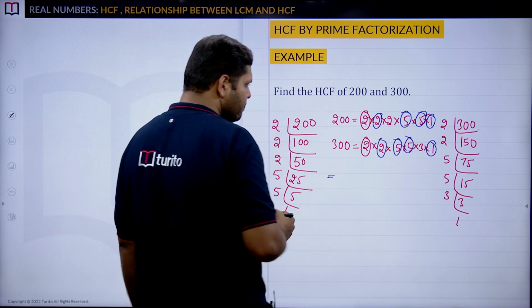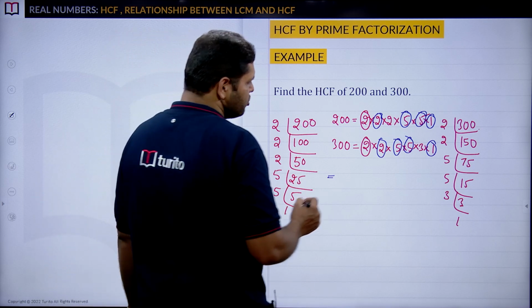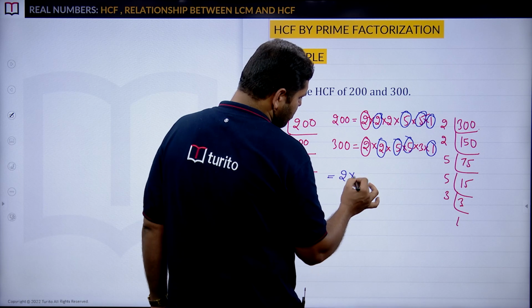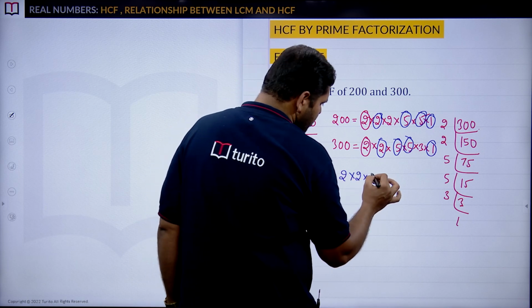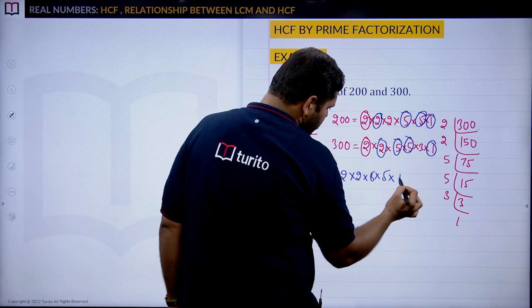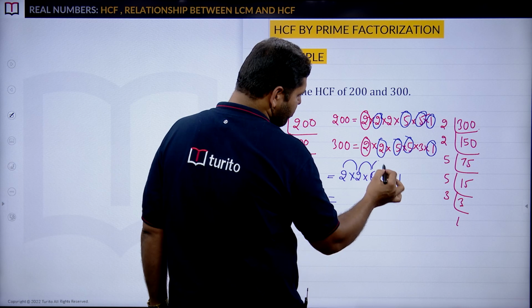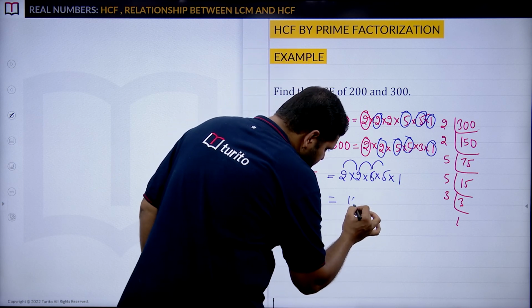Then what we have to do? Multiply all common factors, isn't it? So multiplication means 2 into 2. Next, children, you can write 5 into 5, again into 1. So 2 2s are 4, 4 5s are 20, and 20 5s are how much, children? This is 100.